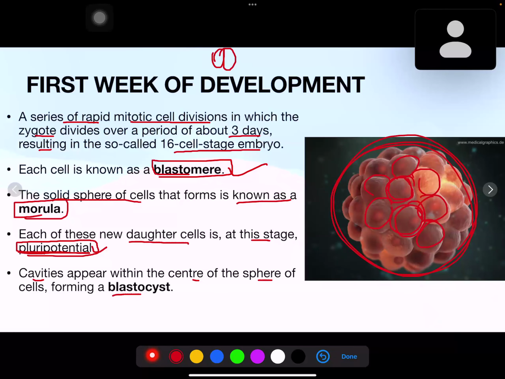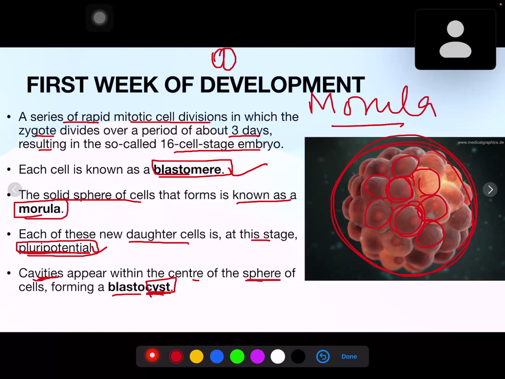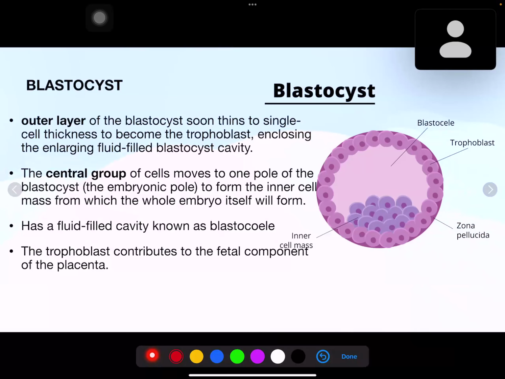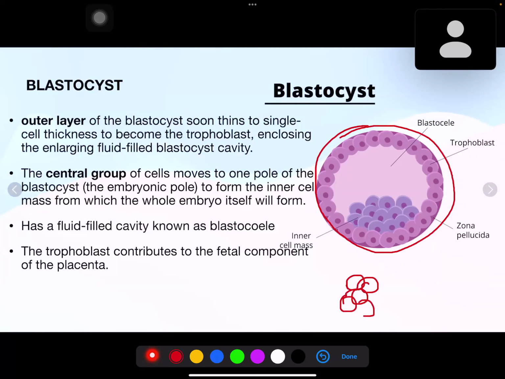Now, first was the morula. Okay. Now, when the cavity forms, cyst, the name indicates, cyst means a cavity, a cystic structure. So when the cavity appears within this sphere of cells, it is then called a blastocyst. Now, see, this is a blastocyst. See the arrangement of cells now. Previously, there were only cells everywhere. Okay, that was the morula. Now what happened in the blastocyst?